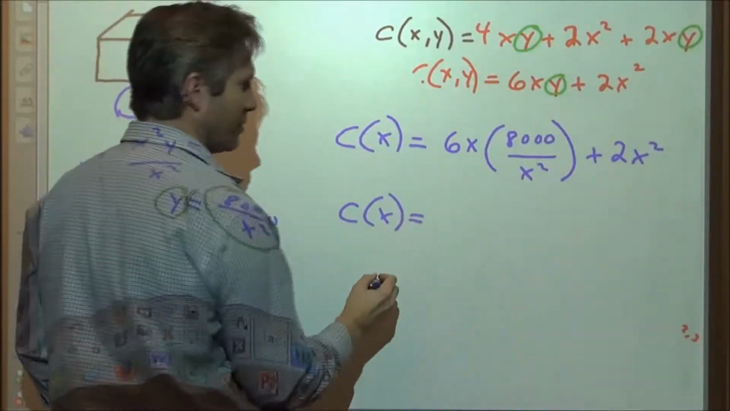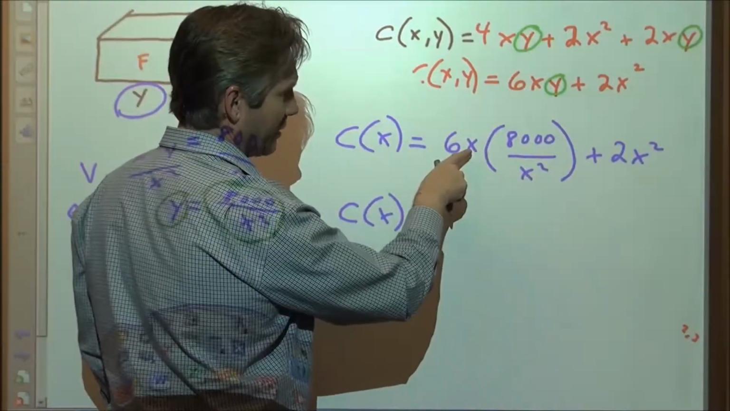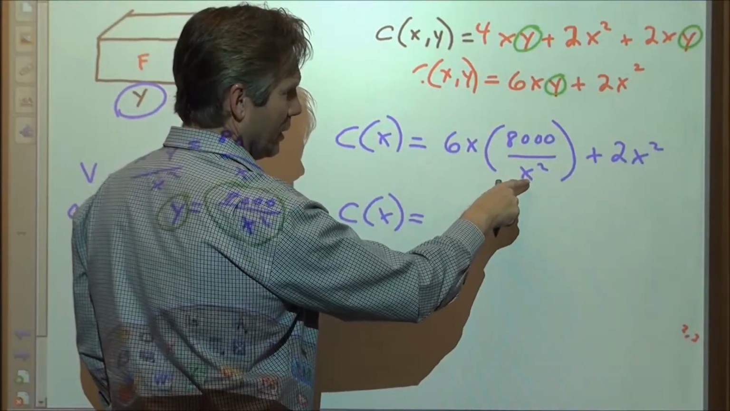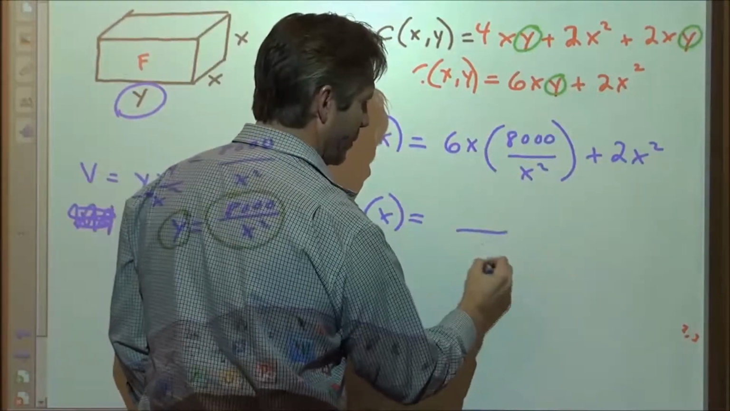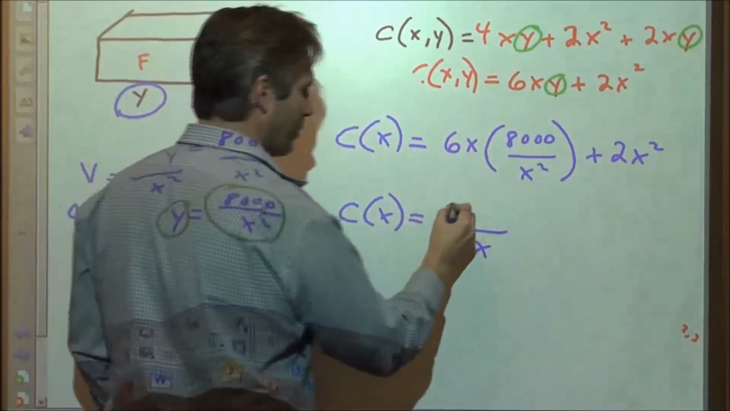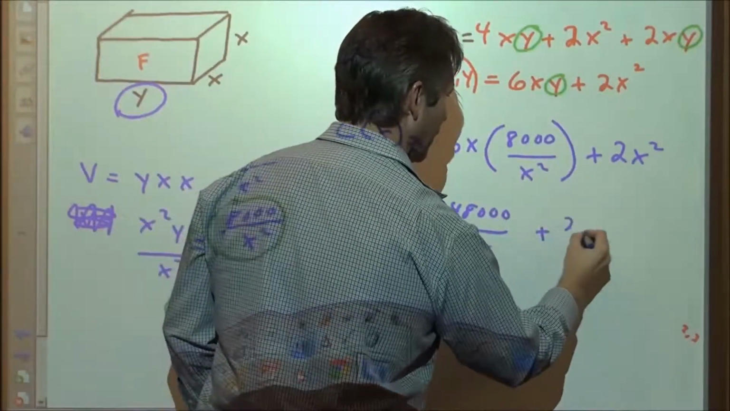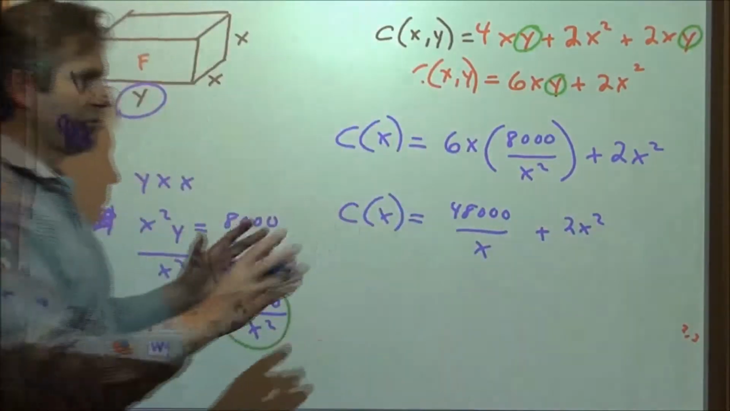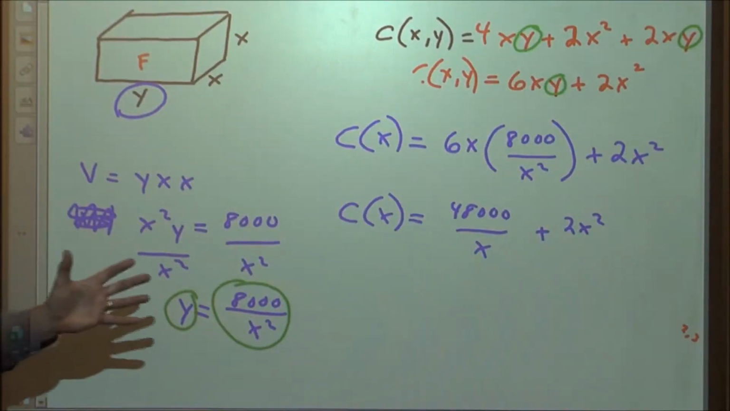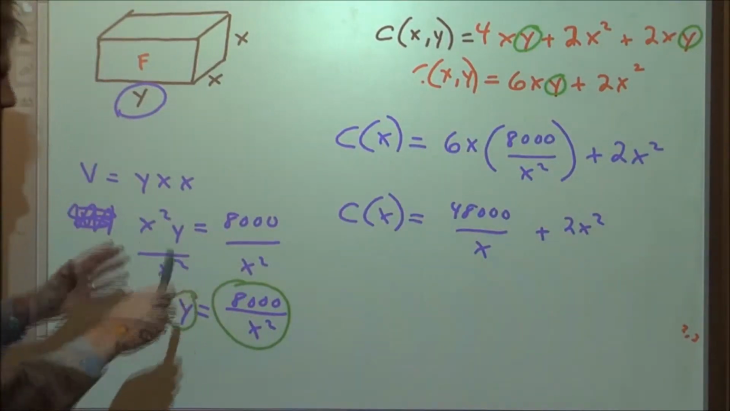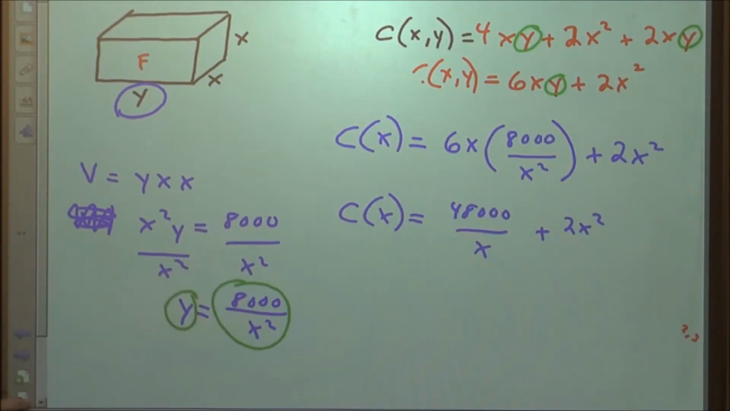Let's clean that up a little bit. So the cost function is just a function of x. That x cancels with one of those x's. We're left with an x in the denominator, and 6 times 8,000 gives us 48,000, and then plus the 2x squared. So we have the first 3 steps done. I think these are the toughest parts of the problem. We now have a cost function just in terms of x.